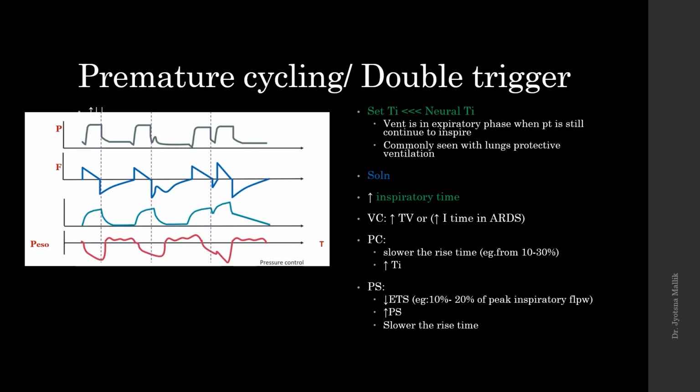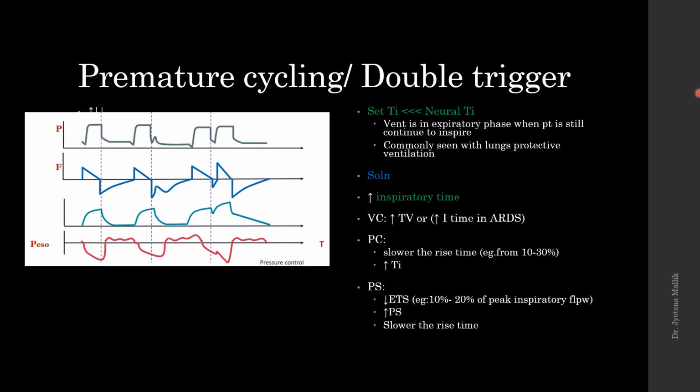Premature or double trigger. Just now, in the beginning, I told you that we have to differentiate double trigger from reverse trigger. So what is double trigger or premature cycle? As the name suggests, the ventilator TI is less than the patient TI. TI means inspiratory time.